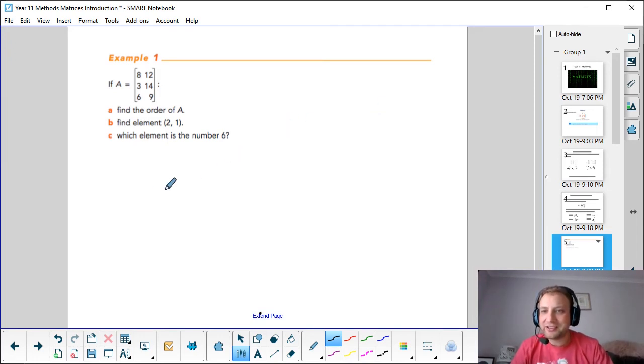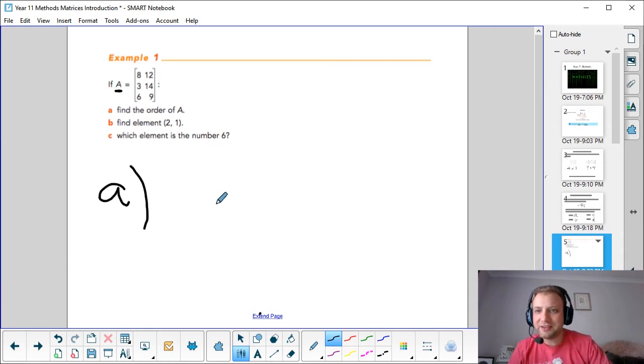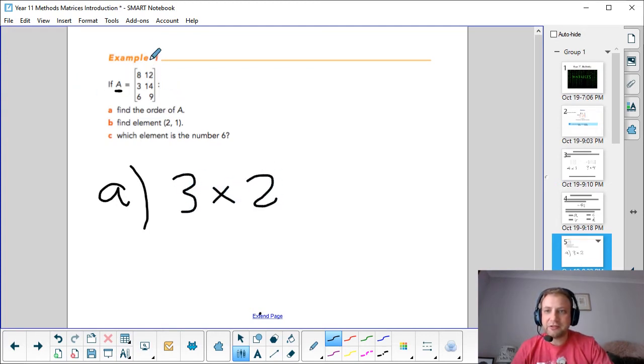You'll answer questions like this. What is the order of matrix A? Matrices are generally represented with capital letters, just by the way, especially when you do further maths. So the order of A, how many rows, how many columns? It is a 3 by 2. Right, 3 rows going across, 2 columns going down. Find element 2, 1. So we're looking second row down, first column in. So that element would be the 3 in this matrix.